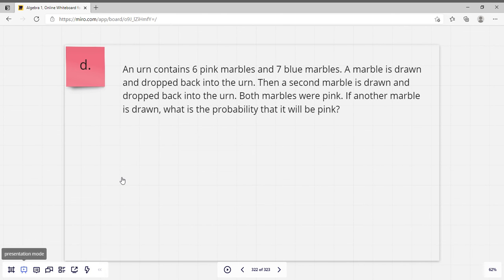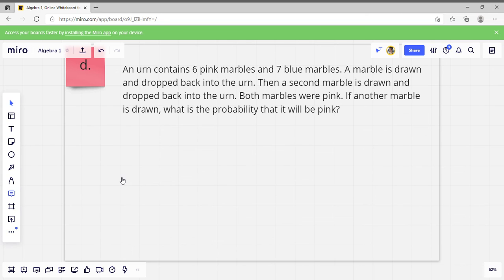An urn contains 6 pink marbles and 7 blue marbles. A marble is drawn and dropped back into the urn. Then a second marble is drawn and dropped back into the urn. Both marbles were pink. If another marble is drawn, what is the probability it will be pink? These past events have no bearing. It's not asking you to predict those ones that already happened, just this independent event. Okay, so they're not connected events. So all we're worried about is this one event. How many will be pink?